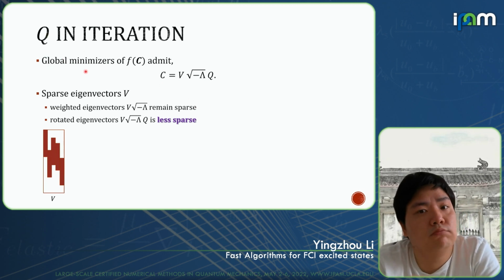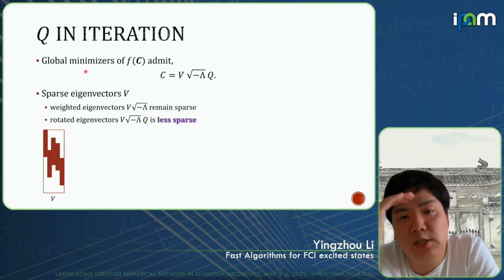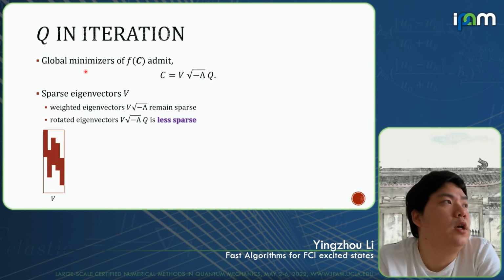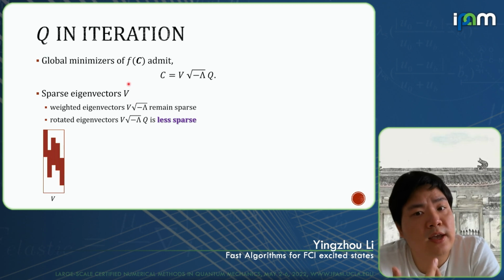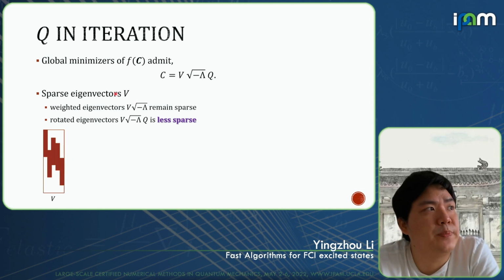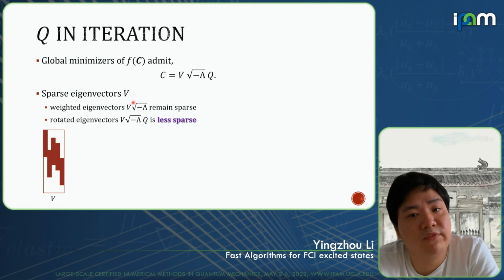Okay, that's also the motivation that led us to update the vector row by row. The reason is that Q actually rotates these things. So if we assume the underlying eigenvectors V are very sparse, and we apply the weight matrix to V, because this is just diagonal and applies a different weight to each column of V, it does not change the sparse pattern.